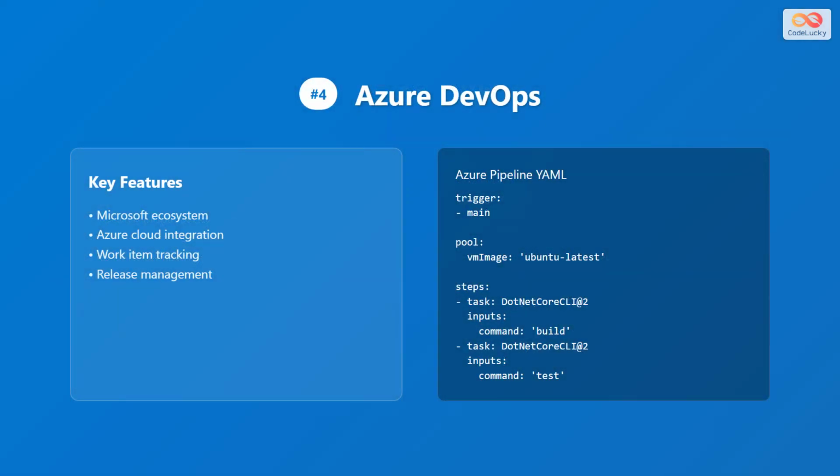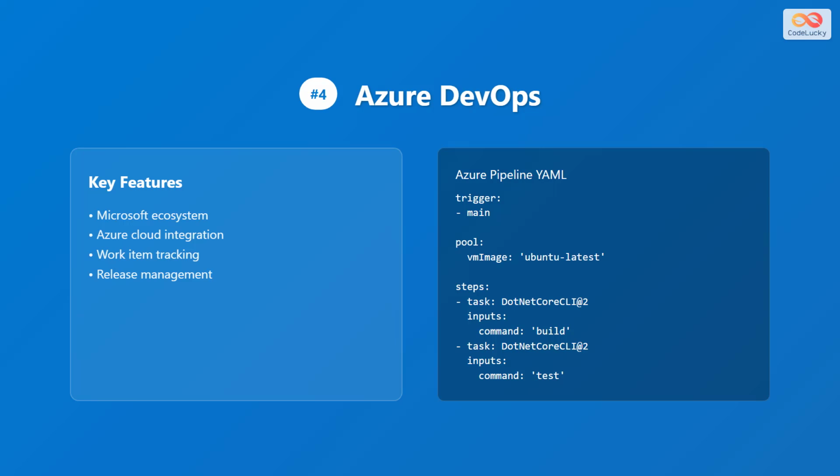At number 4 is Azure DevOps, which offers tight integration with the Microsoft ecosystem and the Azure Cloud Platform. It includes work item tracking capabilities, enabling seamless management of tasks and bugs. Release management features are also available, streamlining the deployment process across different environments.